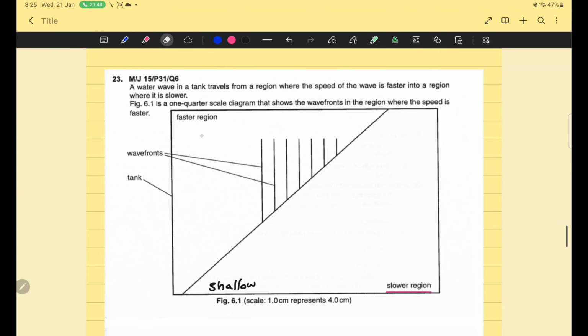And this question is from the June 2015 paper. Again, this is a boundary. And on this boundary, this is wavefront number one. And obviously this wavefront is bending towards the boundary. This is wavefront number two. And this wavefront number two will be parallel to the first one.